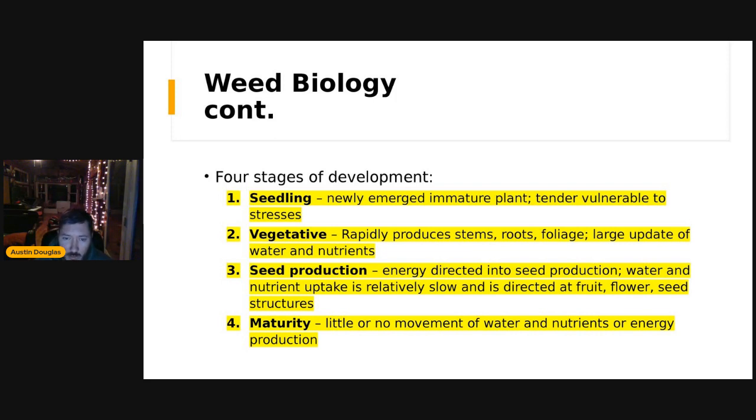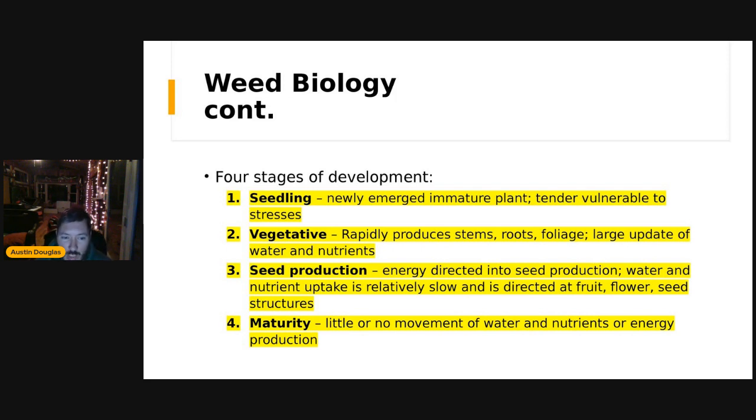That's where the energy is directed into the seed production, whether that be flowers or actually producing the seeds. Water and nutrient uptake is relatively slow at that point, but what they do uptake is mainly directed right to the fruit, right to the flowers or the seed structures.